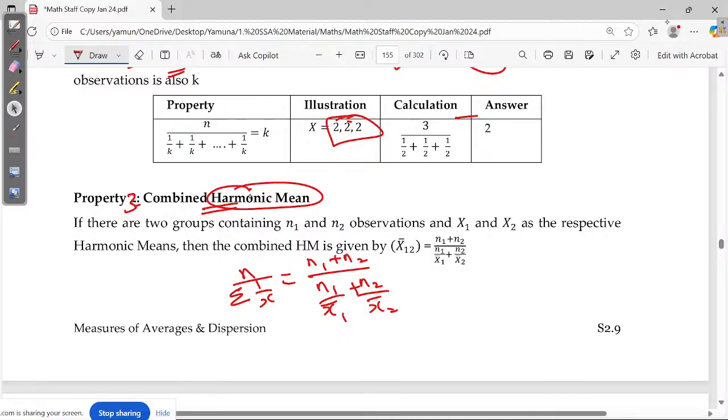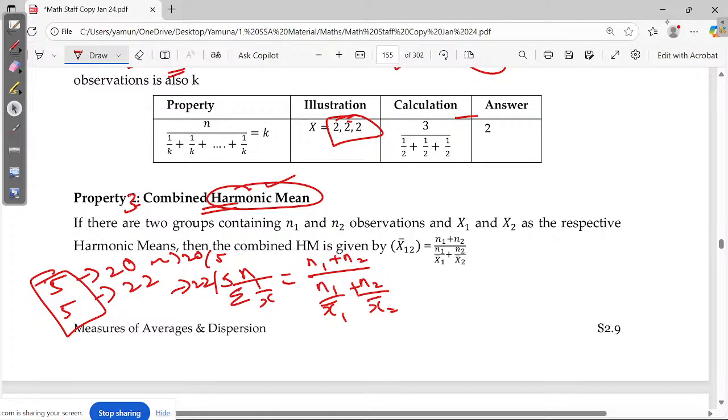Okay. I was discussing this egg problem. You remember? I bought 5 eggs for 20 rupees. In another shop, I bought another 5 eggs for 22 rupees. Then I go for finding the combined harmonic mean, which means what is the average price of one egg. You cannot directly say it's 20 by 5 here and 22 by 5. You cannot do this. Here you have to find the price per egg, because you are making a comparison per egg.